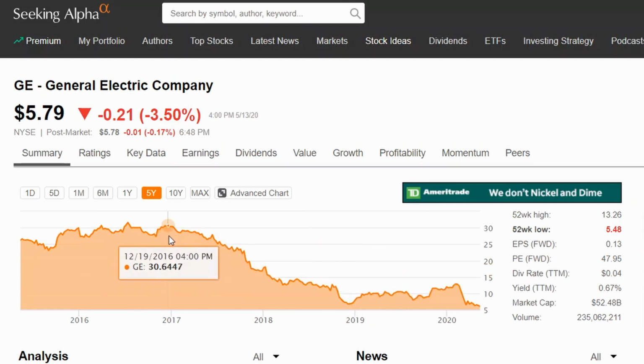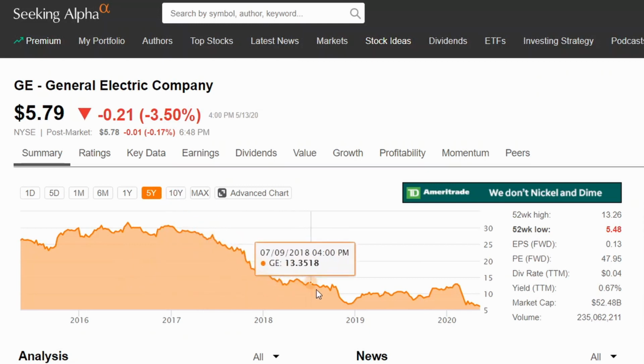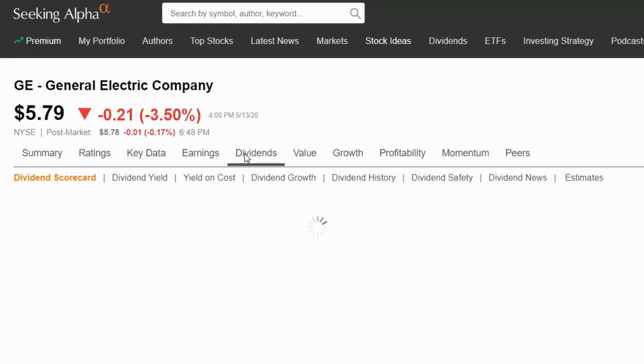But you can see back in 2017, it looks like that's where its high was, at around $30, and it's just been going down like crazy. If we jump over to its dividends, we're going to look at its dividend yield.